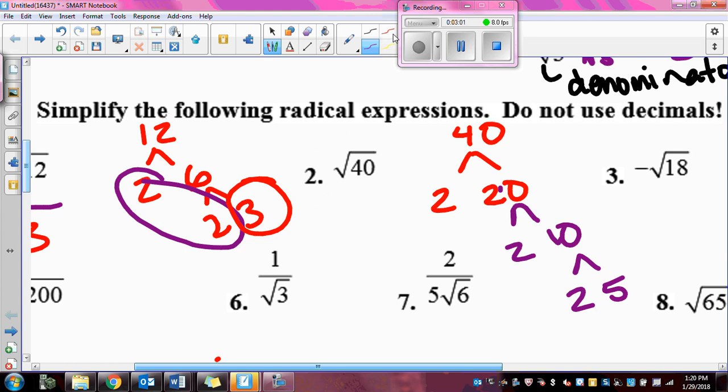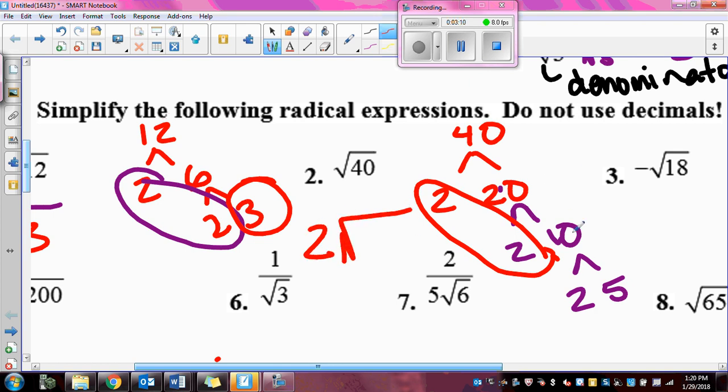We can only take out pairs. So if I look at the pairs, I have a pair of 2's that I can take out. And whatever I leave inside, if there's 2 numbers, I'm going to multiply them. 2 times 5 is 10.